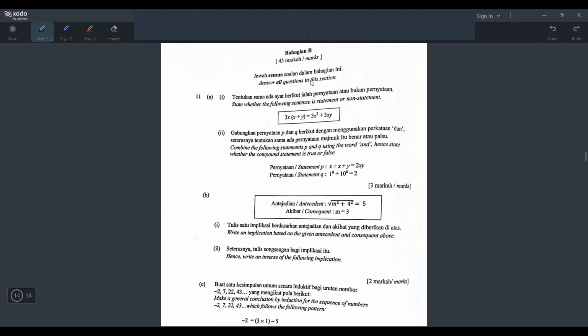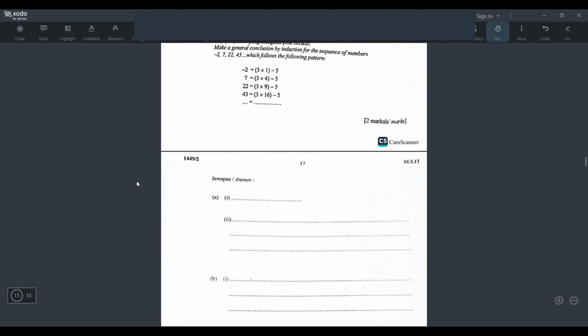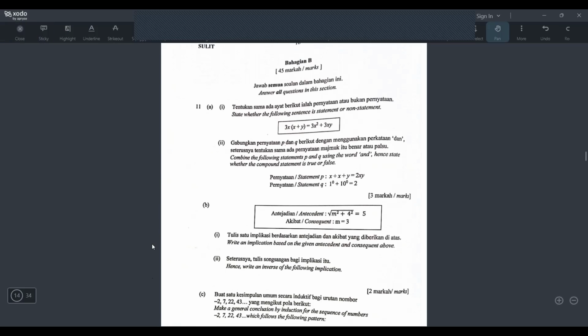Okay, Section B. Answer all questions in this section. So number 11. I think this is logical reasoning. State whether the following statements is a statement or non-statement. Did they put an answer space? Yes. But I'll just write it beside. So is this a statement or non-statement?